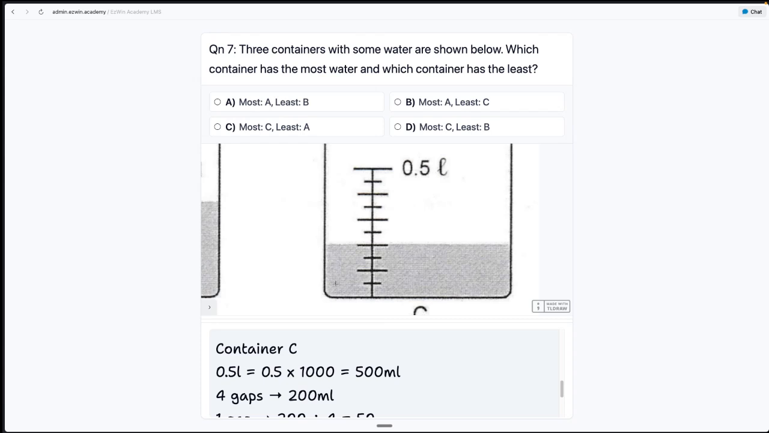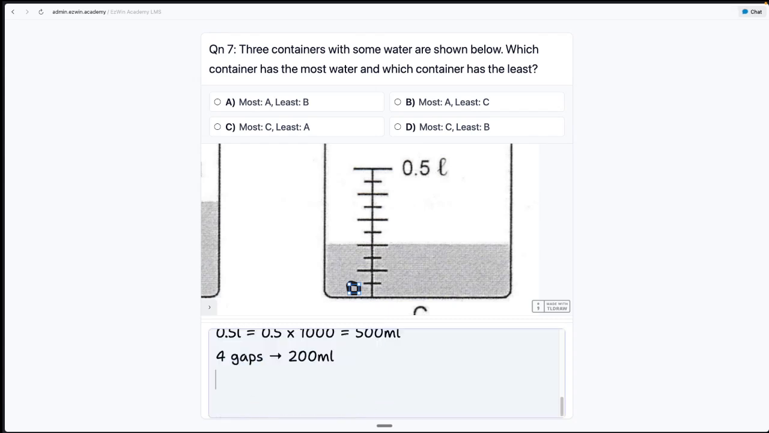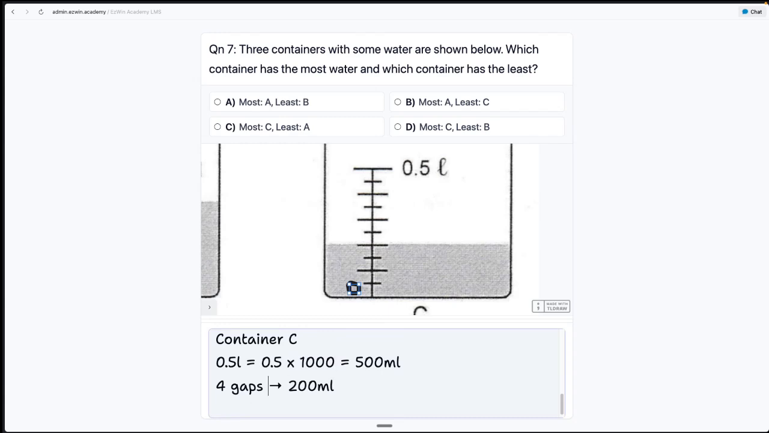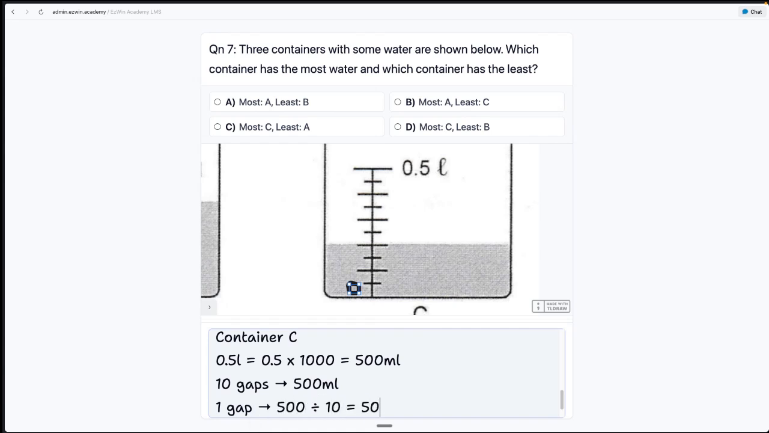Now let's calculate the gaps. For this one, you can actually skip this because this is considered half, but if you don't want to skip, that's fine. So let's do the non-skip way. We have 1 gap, 2 gap, 3 gap, 4 gap, 5, 6, 7, 8, 9, 10. So we have 10 gaps. So for container C, 10 gaps is equal to 500 milliliters. Then 1 gap is equal to 500 divided by 10, which is 50.